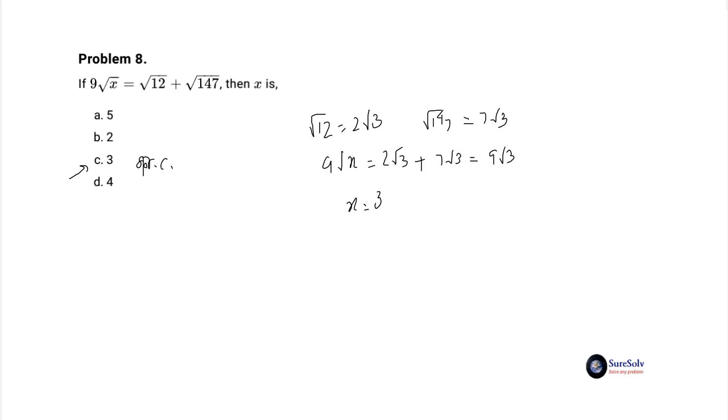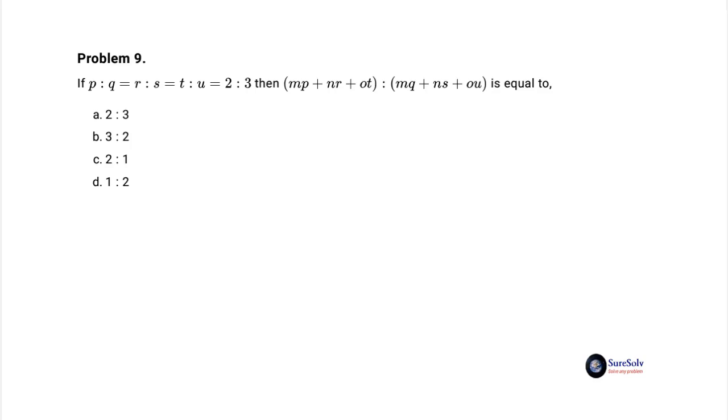Let us solve the next problem. This is an algebraic ratio problem where you have to use the basic ratio concepts and algebraic concepts. Identify the key indicator that the first terms of the numerator and denominator of the target ratio are MP and MQ. That is, coefficients for both P and Q are same.